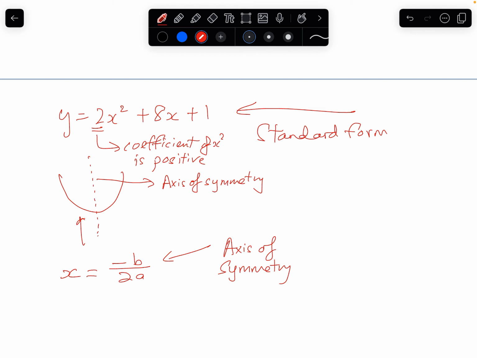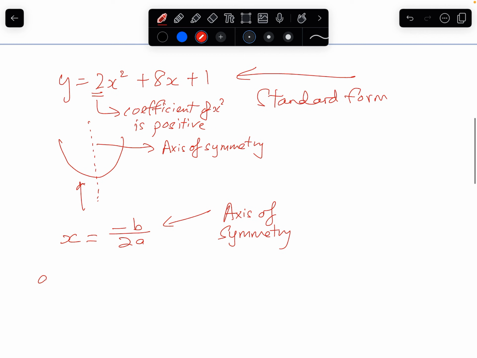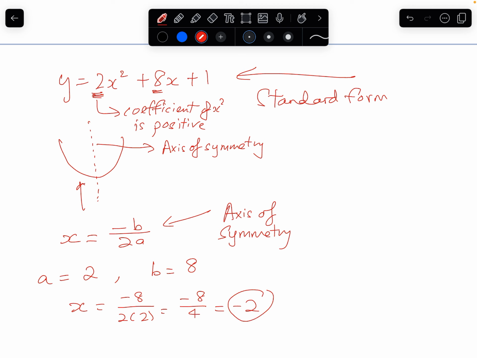Just like how you did with the quadratic formula, we know that a is just the coefficient of x squared, which is basically 2, and b is the coefficient of x, which is 8, which comes from this number as well as this number here. If I put these numbers into the formula, I get negative 8 divided by 2 times 2. So I get negative 8 divided by 4, which gives me negative 2. And that gives me the x coordinate of the vertex.